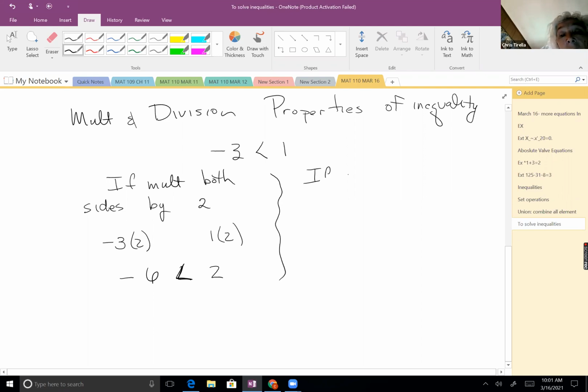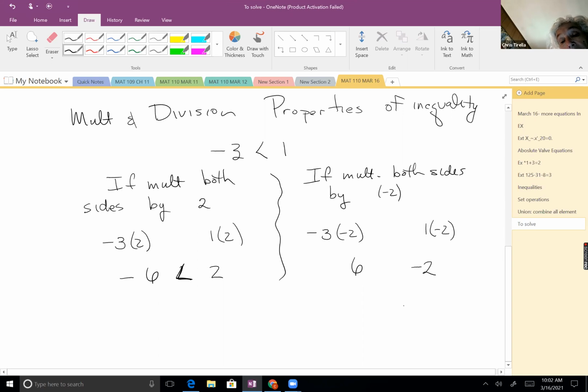Instead, if I multiply both sides by, instead of 2, a negative 2, on the left I'd have negative 3 times negative 2. On the right I'd have 1 times negative 2. Negative times negative would be positive. And over here, positive times negative would be negative. And do you notice, because the signs changed, we reverse the inequality.